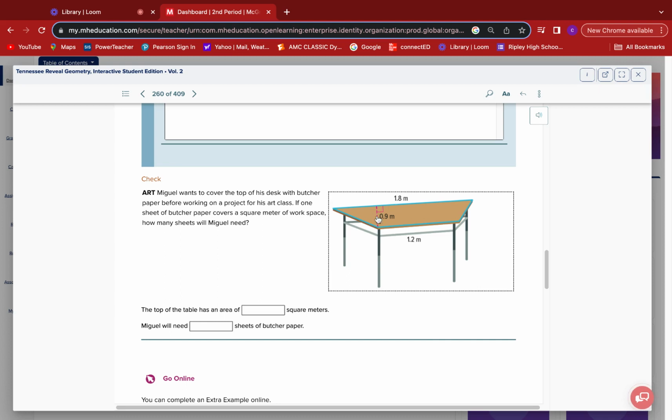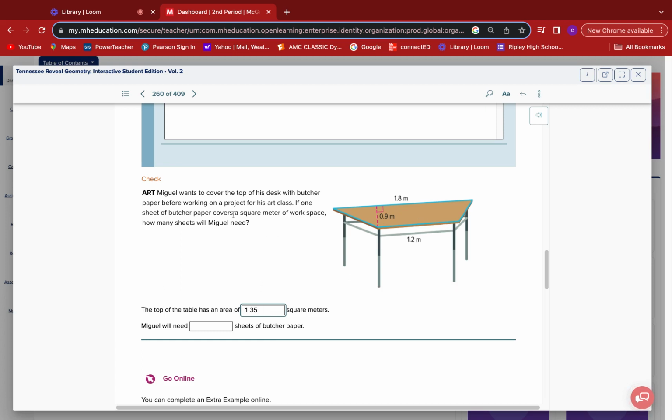Okay, so first I have to find the area of this trapezoid. And I see that I have 0.9 for my height. My bases are the 1.8 and the 1.2. So everybody grab your calculator, put in 1/2 times 0.9 for my height, times. Now, I need to open a parenthesis so I can add my bases, 1.8 plus 1.2. Don't forget to close your parenthesis. And you should be looking at 1.35 square meters. Now, this is the area of the trapezoid table.